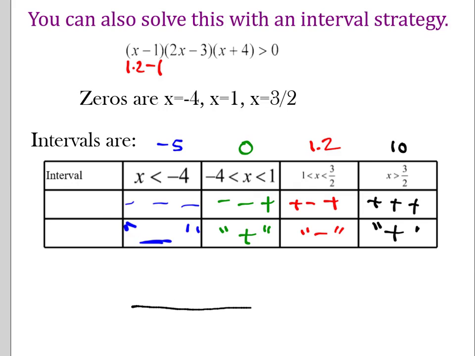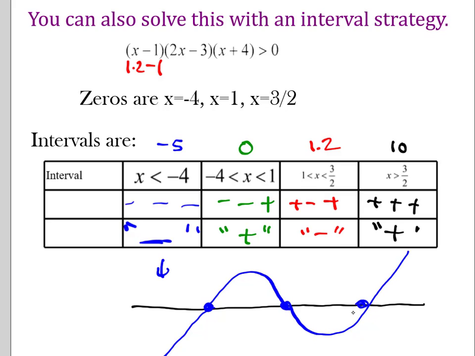So if we were to graph this, and let's choose blue, here's an x-intercept here, here's another one, here's another one. Our graph has to be below, that's what the negative means right there, below, and then this has to be up, and then below, and then up.